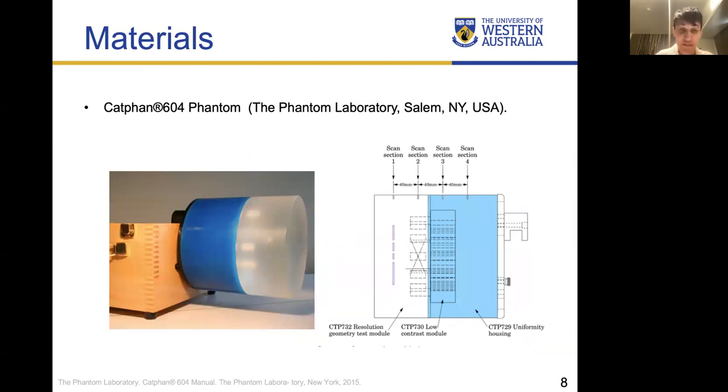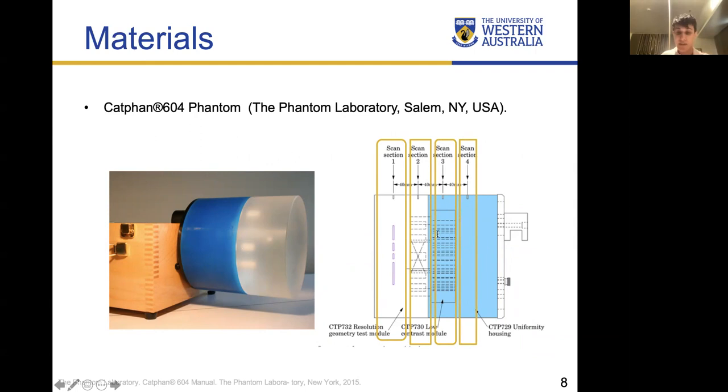Catphan 604 phantom. It's a cylindrical phantom, 20 centimeters in diameter. It has 4 scan sections for different test modules. Scan section 2 is for slice thickness with 2 pair wire ramps and 10 insert targets for Hounsfield unit consistency tests, as well as low contrast visibility and 4 holes for geometrical accuracy. Scan section 1 is for spatial resolution. Scan section 3 is for low contrast measure. Scan section 4 is for uniformity test.